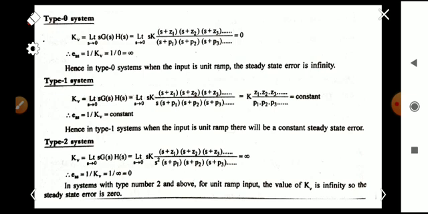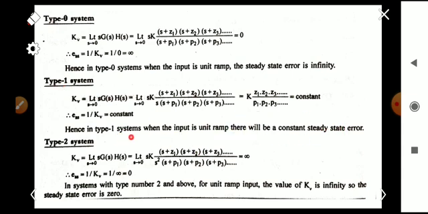Okay, and for another case, if you are applying a ramp input to a type 1 system, what will happen? We are writing the same equation, and G of S into H of S is a type 1 system, so we are adding an S here, in the denominator part, for a type 1 system. So S and S will become cancelled, and we will get just K into Z1, Z2, Z3 by P1, P2, P3 by applying S tends to 0. So this is a constant value. So Kv is constant, so 1 by Kv is also constant. So we are getting, for a type 1 system, when the input is a unit ramp, there will be a constant steady state error.